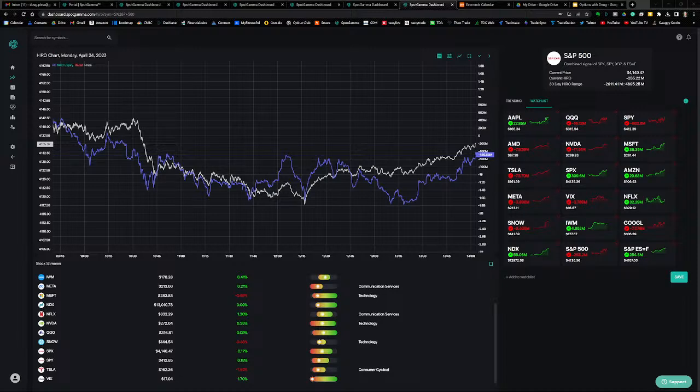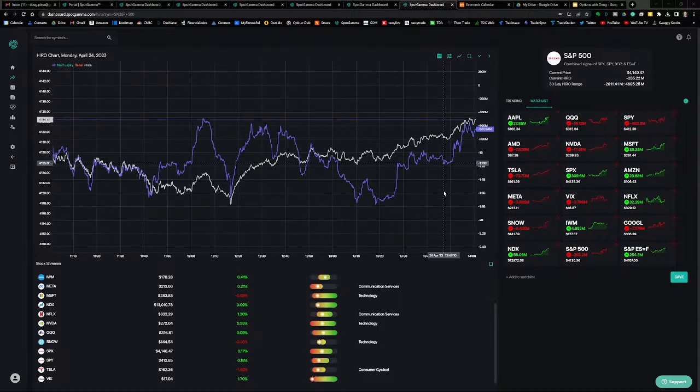This white line is showing price, and the purple line is the HERO signal. We'll take a closer look at this in a minute. Normally this is the signal that I look at for any trading of the S&P 500. Let's just take a look at the components. We'll start with SPX, and then we'll come back to this signal. But I just want to take a look at the individual signals.